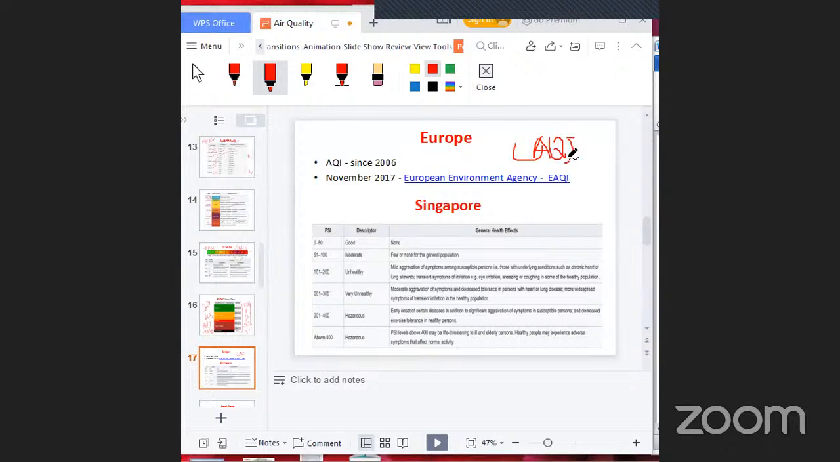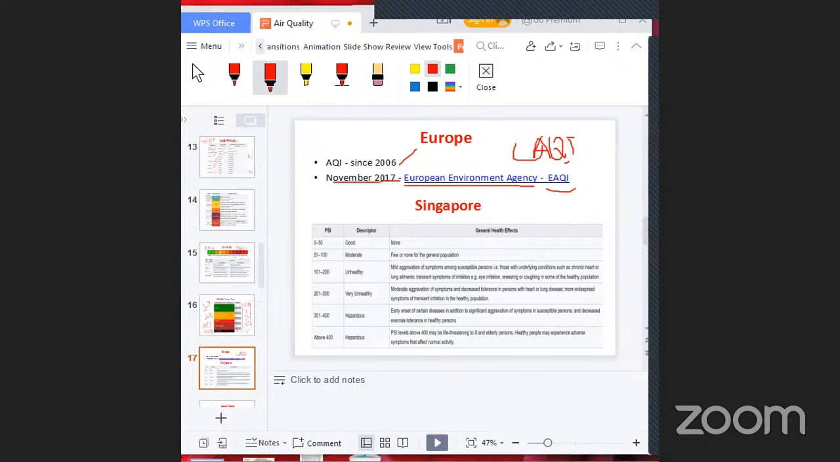CAQI, the Common Air Quality Index. It is an air quality index used in Europe since 2006. In November 2017, the European Environment Agency announced the European Air Quality Index, EAQI, and started encouraging its use on websites and for other ways of informing the public about air quality. So this is Europe.